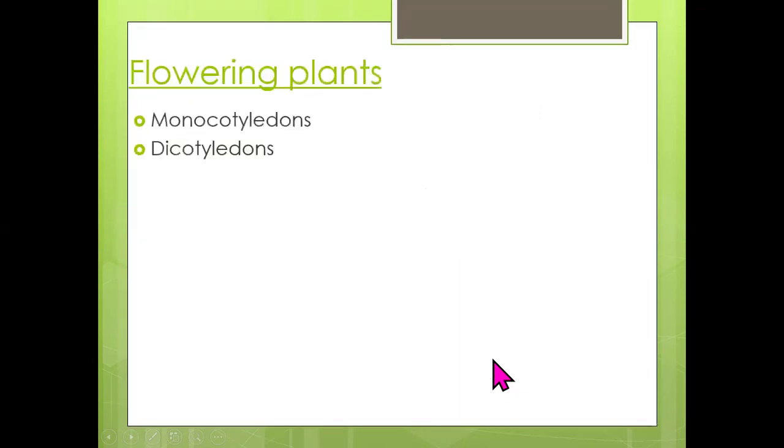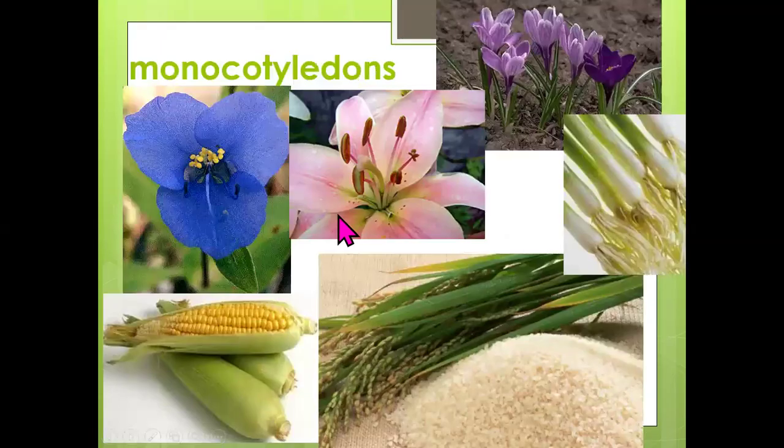So we also have flowering plants, and these flowering plants are divided into two groups: monocotyledons and dicotyledons. So what is the difference between the two? Monocotyledons, or monocots, are grass or grass-like flowering plants. Generally, flowering plants are called angiosperms. So monocots are grass-like flowering plants.